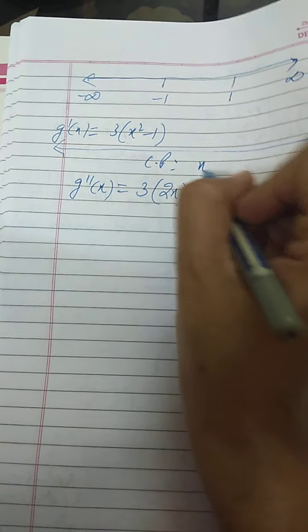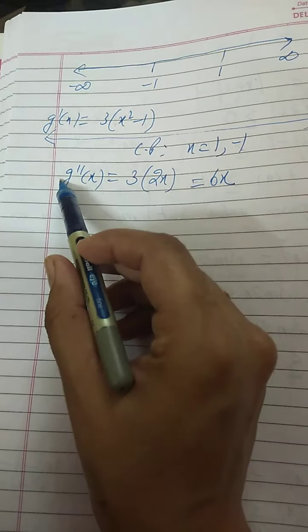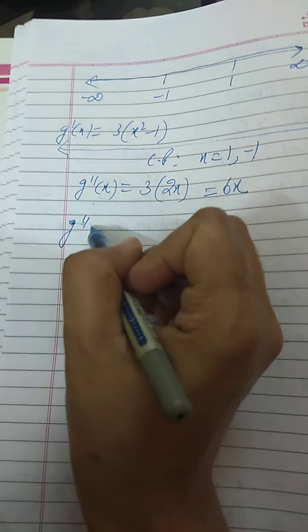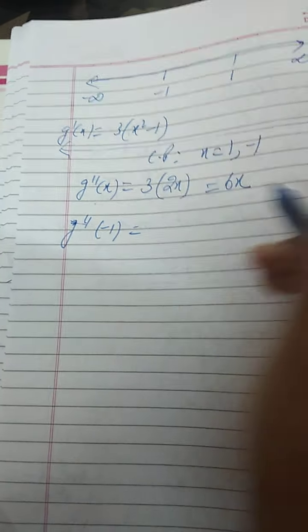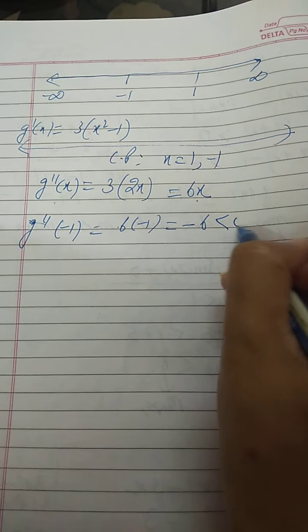We are getting two critical points here. The critical points were plus 1 and minus 1. At these two critical points, we will check the sign of the second order derivative. So first of all, g double dash of minus 1. That means when I put x equal to minus 1, I am getting minus 6, so it is negative.